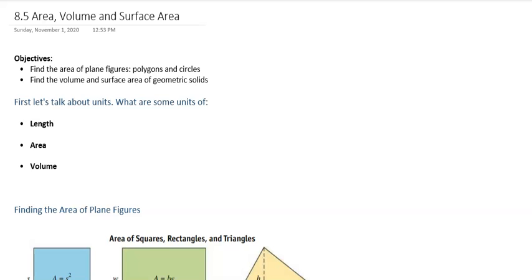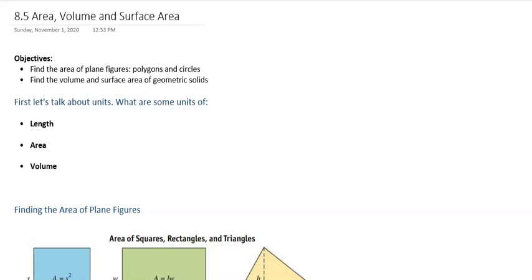In this section, we're talking about area and volume and surface area. So we're going to look at the area of polygons and circles, and then the volume and surface area of some geometric solids. There's quite a few notes to take in this one because there's a lot of formulas for the different shapes. So first, let's talk about units.